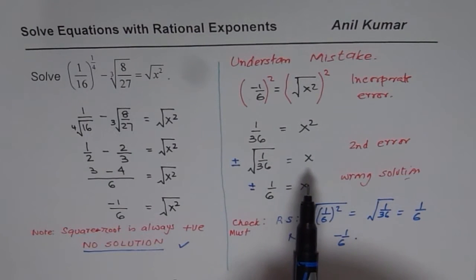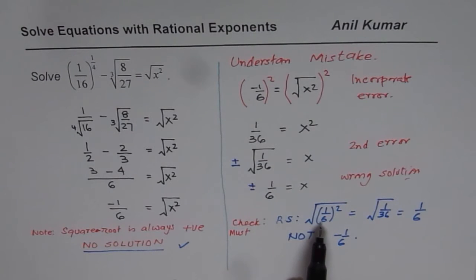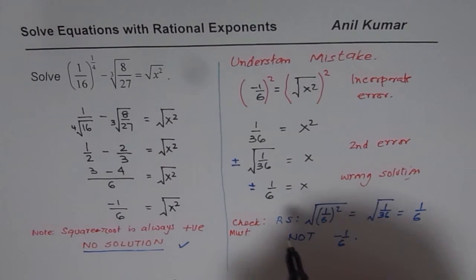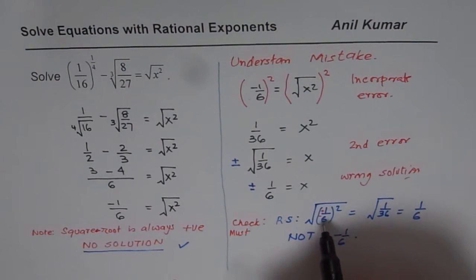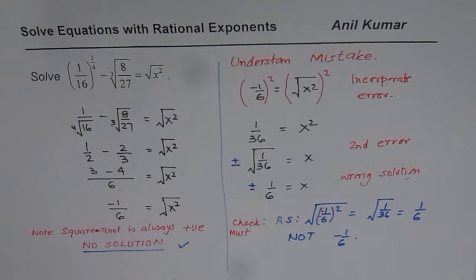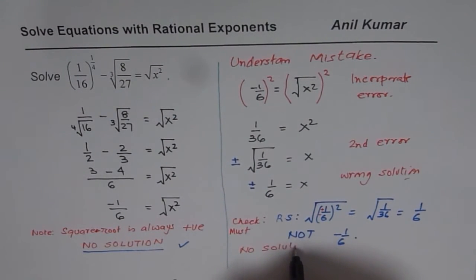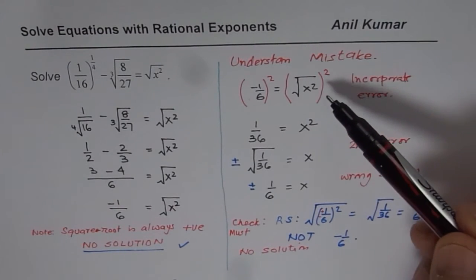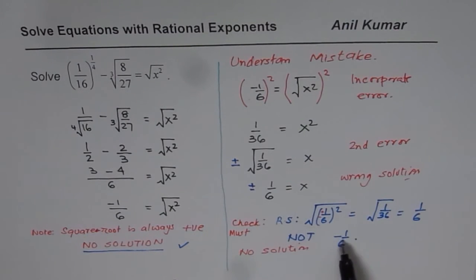So basically, if you're going from here to here, you get two answers. And if you check both the answers, if I incorporate plus and minus, in that case also, squaring will give me 1 over 36 and I'll land up with 1 over 6, not minus 1 over 6, right? And so we get no solution. This step is not very wrong, but once you do this, you have to check your solution. And when you check, you find that none of them work. And therefore, there is no solution.